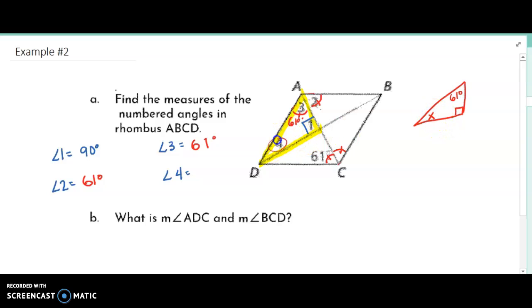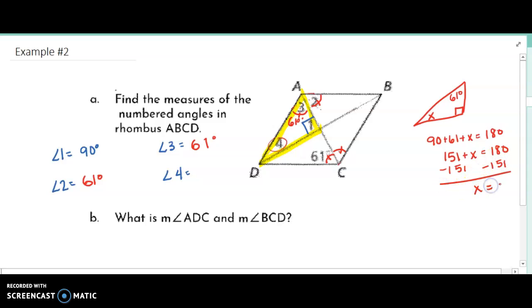This is angle 4. Okay, what I do know is that all 3 of these have to equal 180. Okay, so 151 plus x equals 180, minus 151 on both sides. I get x equals 29. So angle 4 is 29 degrees. All right, I want you to try part B on your own, and then we will go over it.